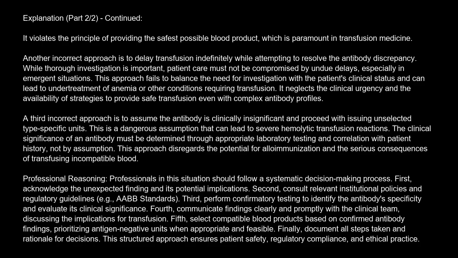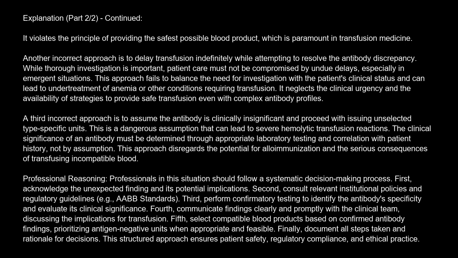Another incorrect approach is to delay transfusion indefinitely while attempting to resolve the antibody discrepancy. While thorough investigation is important, patient care must not be compromised by undue delays, especially in emergent situations. This approach fails to balance the need for investigation with the patient's clinical status and can lead to undertreatment of anemia or other conditions requiring transfusion. It neglects the clinical urgency and the availability of strategies to provide safe transfusion even with complex antibody profiles.